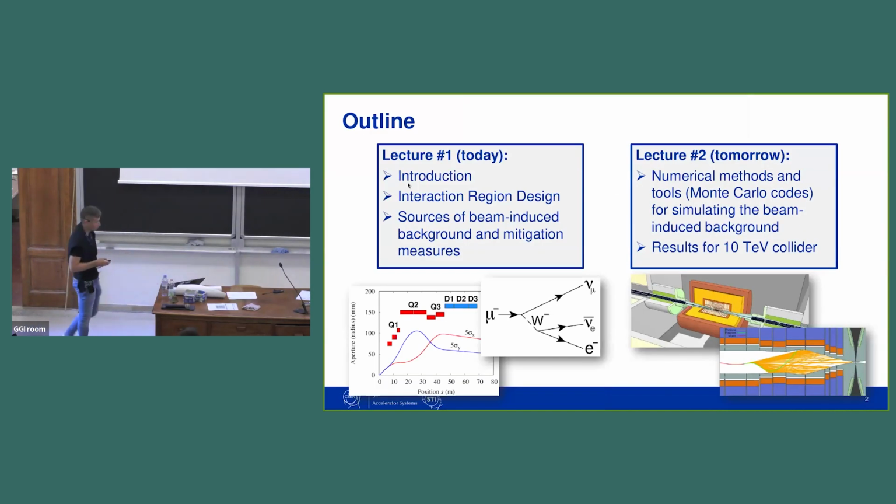Okay, so the lecture is split into two parts. In the first part, this morning, I will give a little bit of introduction. Then I will speak about the interaction region design, in particular about the final focus design and also the associated challenges. And then I will really focus on the sources of beam-induced background and the mitigation measures. So I will mostly speak about muon decay, but also a bit about incoherent electron-positron pair production, which is a beam-beam process, and then also about beam halo losses on the aperture, which can also contribute to the background.